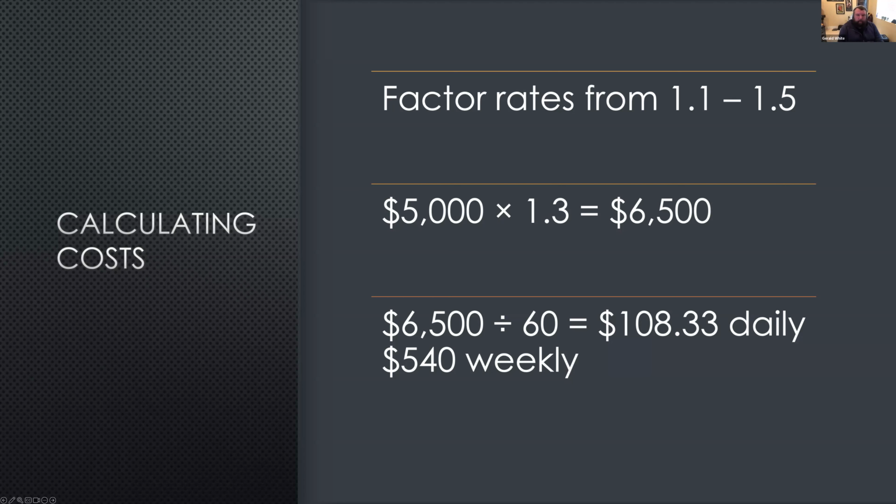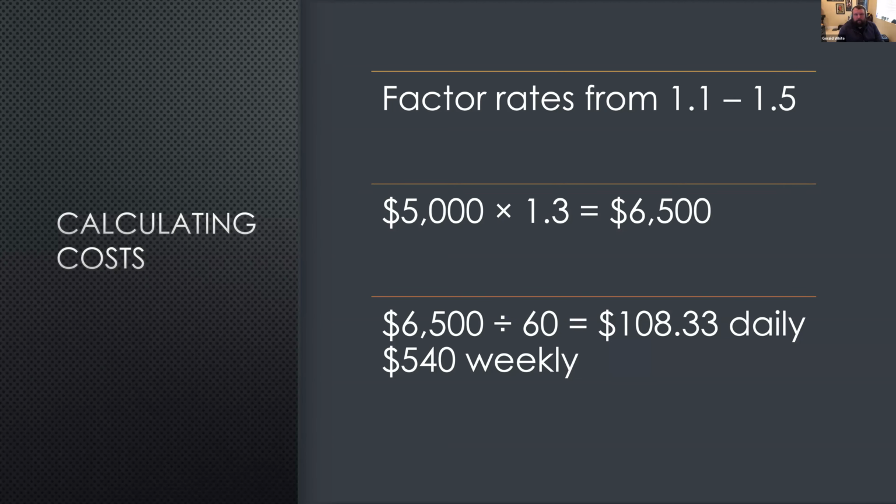So in this example, you see the 60 right here, this is 60 days, right? And we said Monday through Friday, so this is around 3 months. On average, you're looking at 20 to 21 debits per month. So if you take 6,500 and divide it by 60, that's $108.33 daily, or $540 weekly.